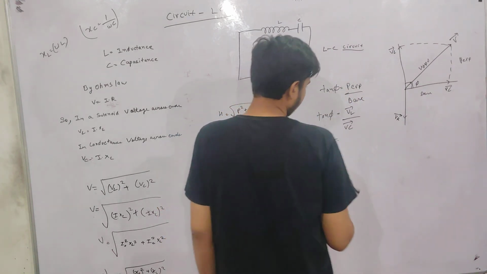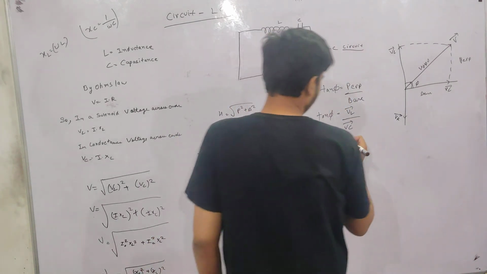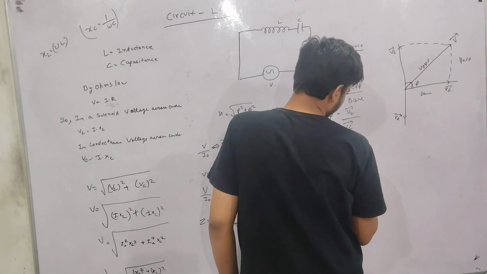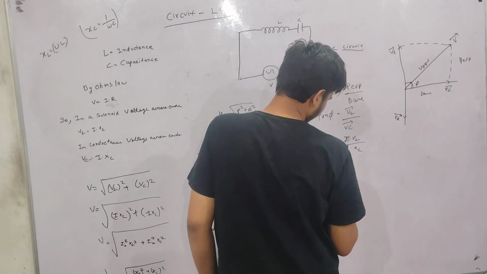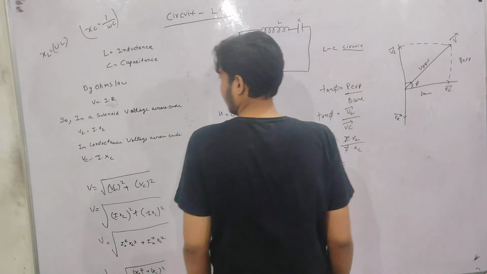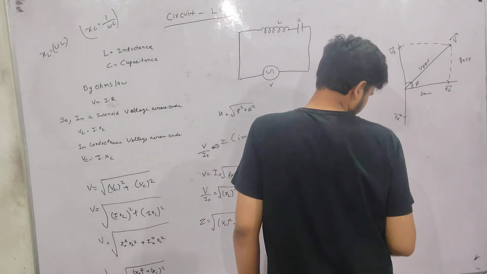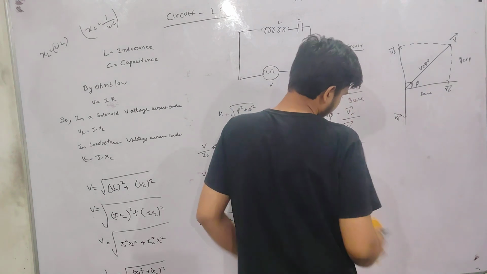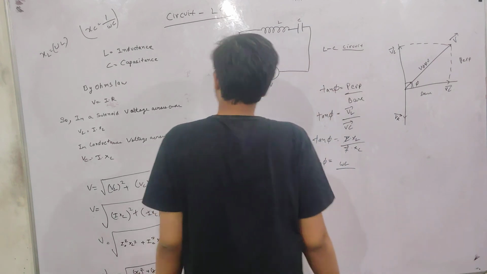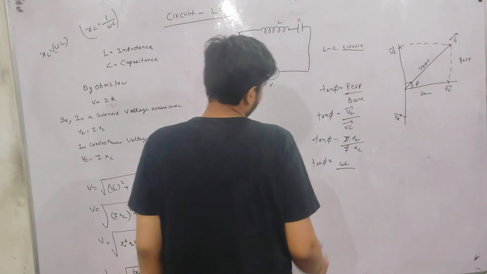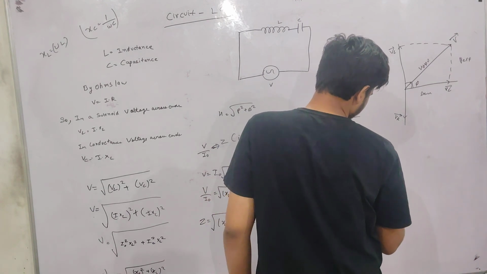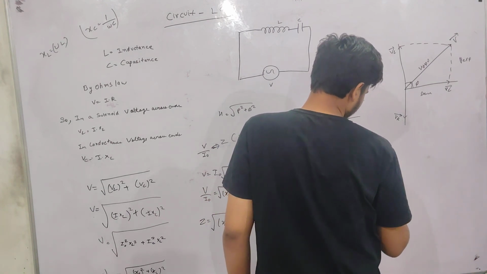Tan phi equals VL, I into XL, by I into XC. I cancels. Tan phi equals XL by XC. The value of XL is omega L, omega into L, and the value of XC is 1 by omega C. Omega is 2 pi by T, into L.